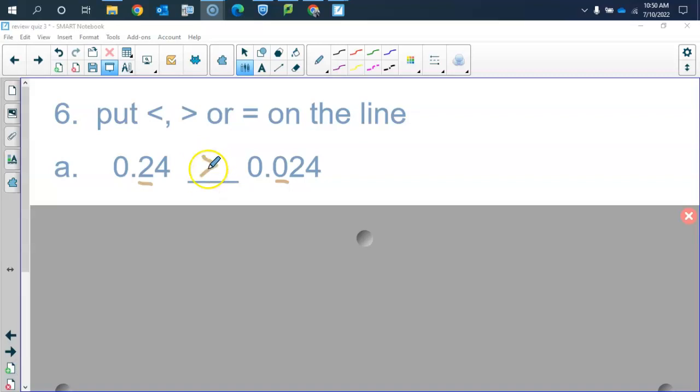Greater than. Okay, greater than goes on that line, and the big side opens towards the big number. That's how I remember this. This is a less than, this is a greater than.